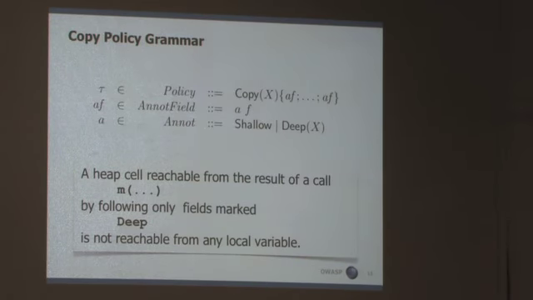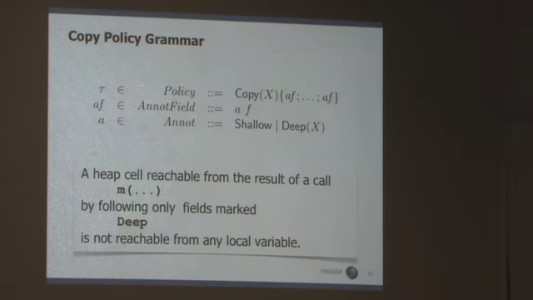It can be summarized pretty shortly: a policy has the name copy, gives a name, and then you annotate the fields in that class for which you want to specify how to copy. The annotation can either be shallow, which means we're not going to trace this any further, or it can be deep, and then it can have a name and policy associated with it.